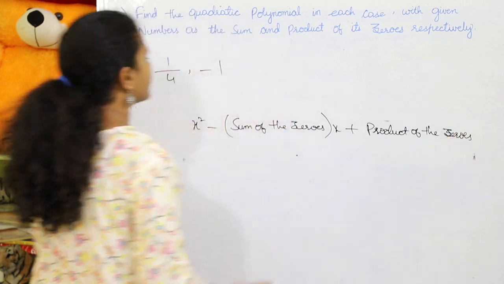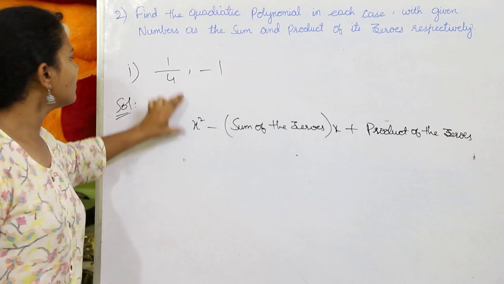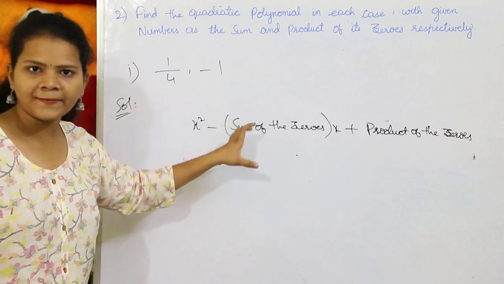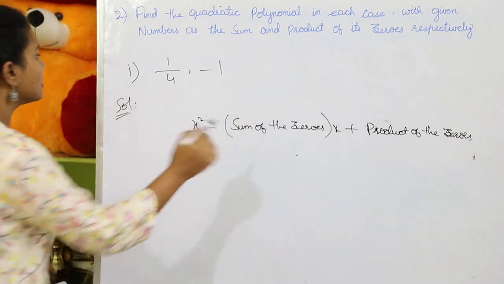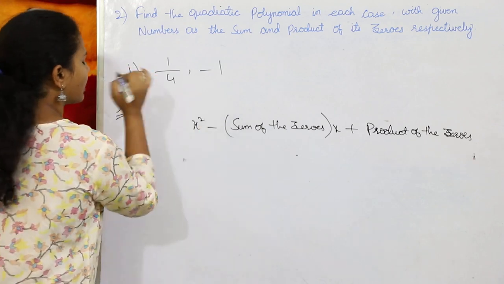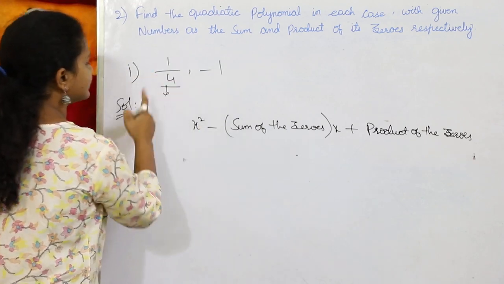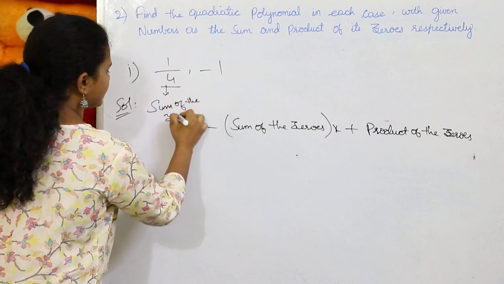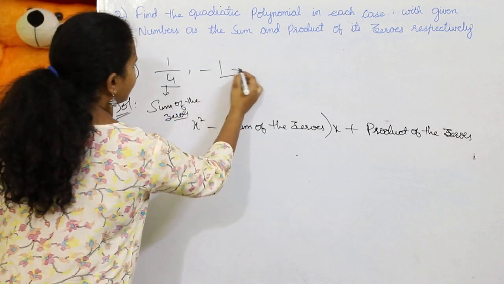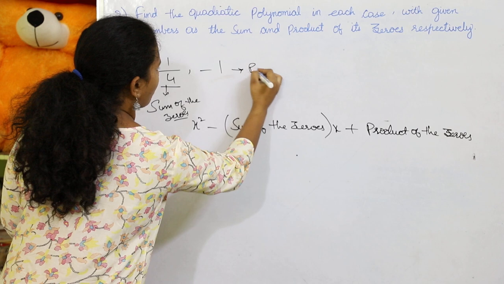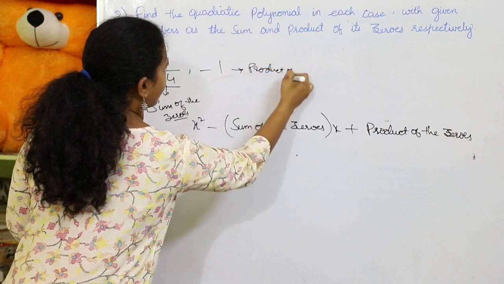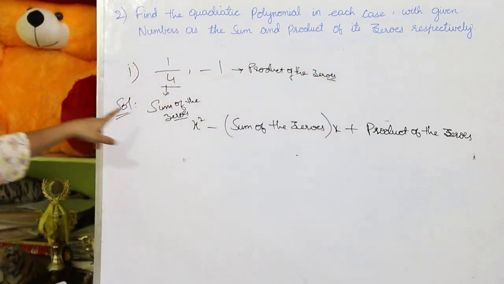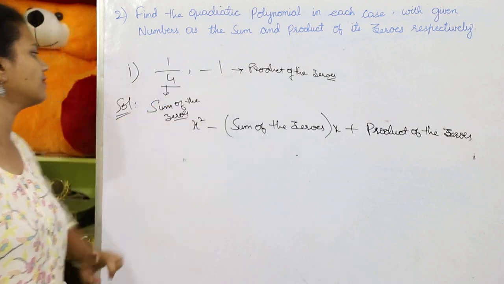By using this formula, we can convert a quadratic polynomial into an equation form. Here you have 1 by 4. Okay, let's assume that 1 by 4 is the sum of the zeros, and consider minus 1 as the product of the zeros. Are you getting it?